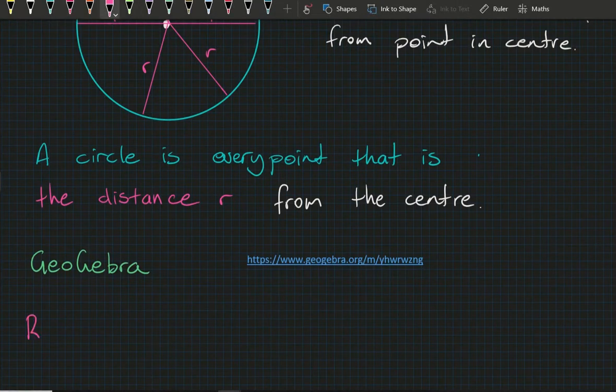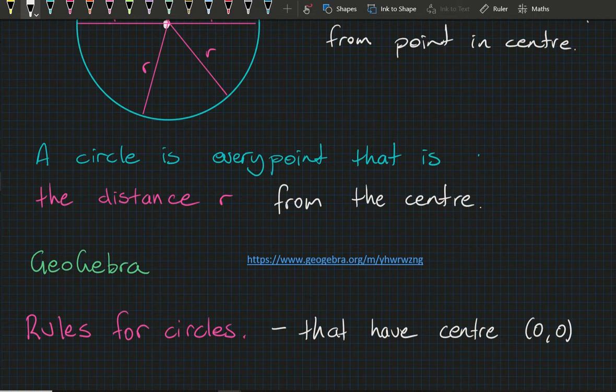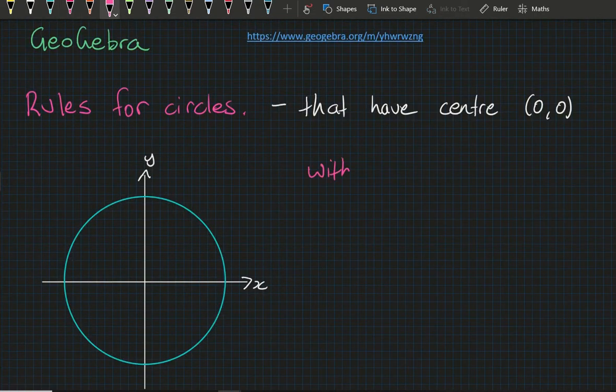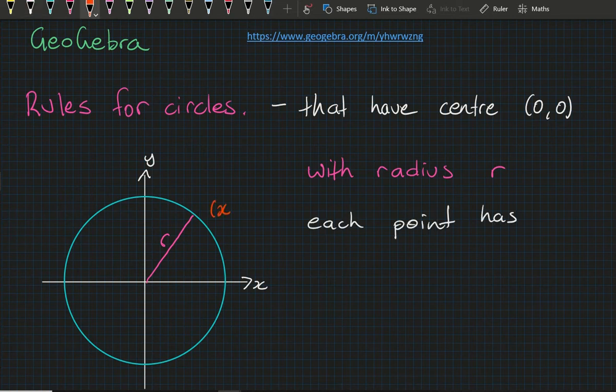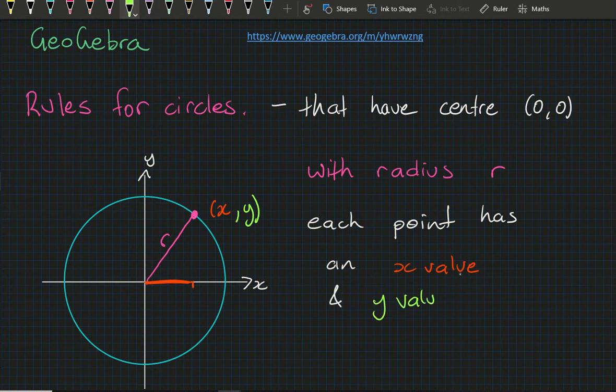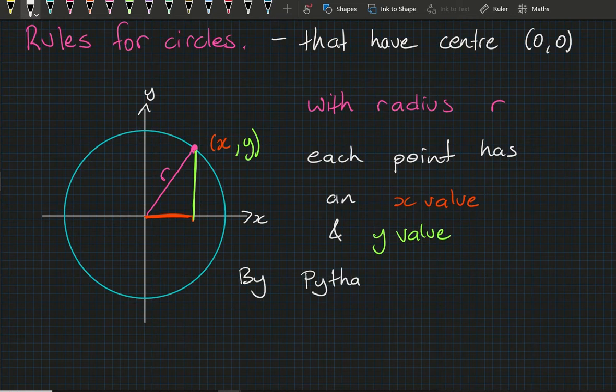All right, let's formally state the rules for circles that have a center of (0, 0), such as this one here, and they have a radius of r. Now each point has an x value and a y value, and let me just mark that point. The x value can be thought of as the length of the line here, and the y value as the length of this line. Looking at those lengths, we have a right angle triangle here. So by Pythagoras, x squared plus y squared has to equal r squared.